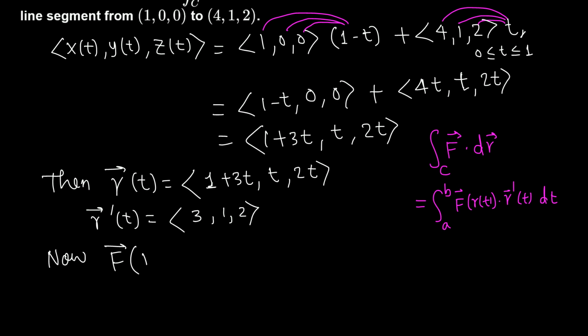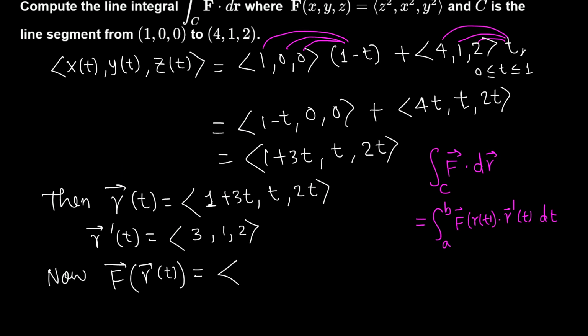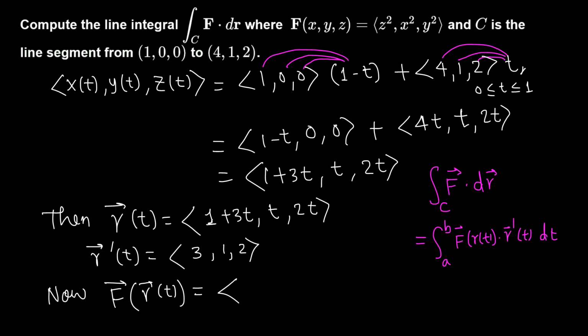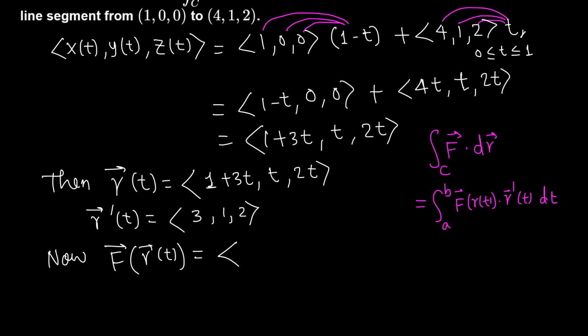Now the F function in terms of r is equal to, if we go up, that's z squared, x squared, y squared. So z squared means the third component. Here basically we can think x, y, z. So z squared means 2t squared, 4t squared. Then x squared means (1 plus 3t) quantity squared, comma, y squared means t squared.